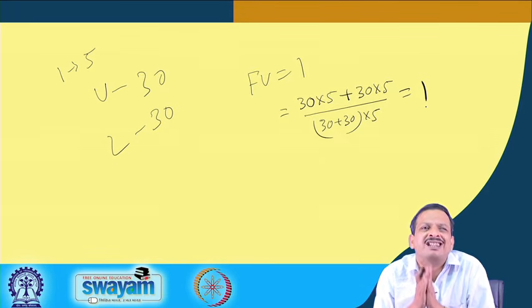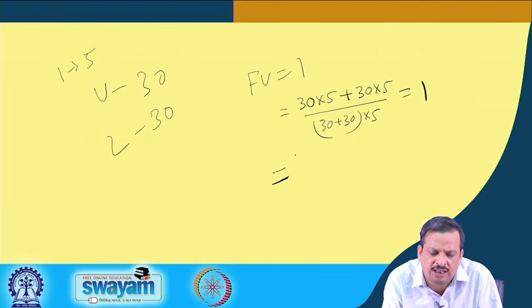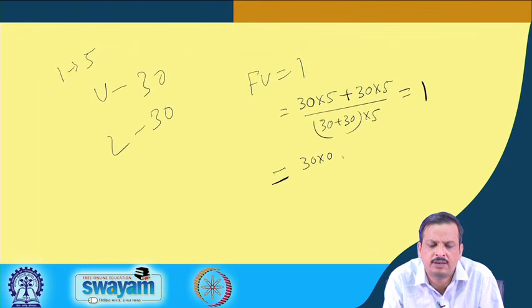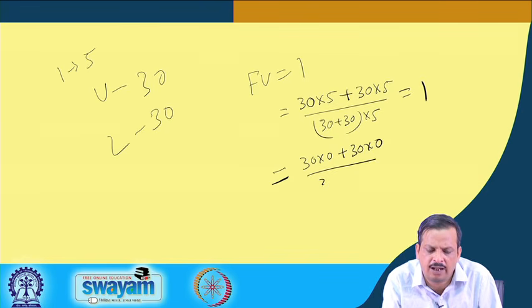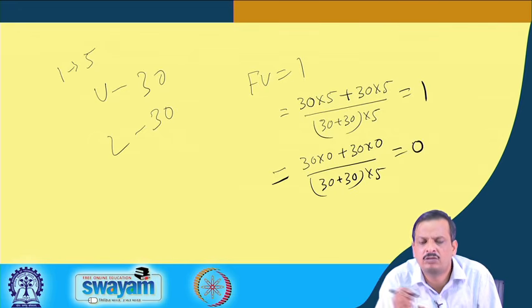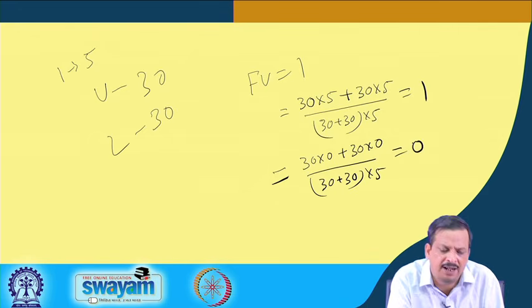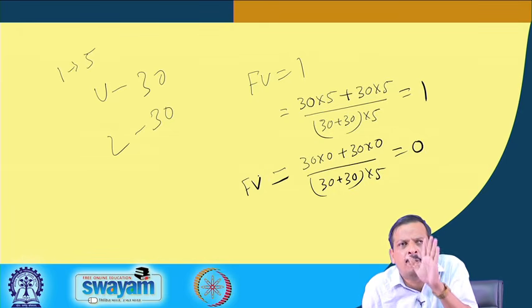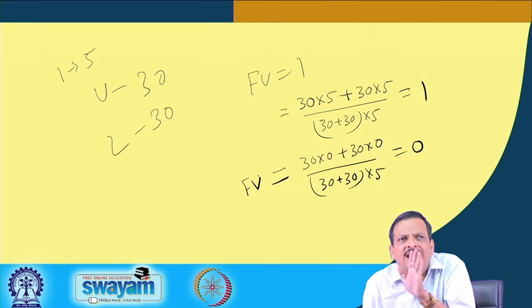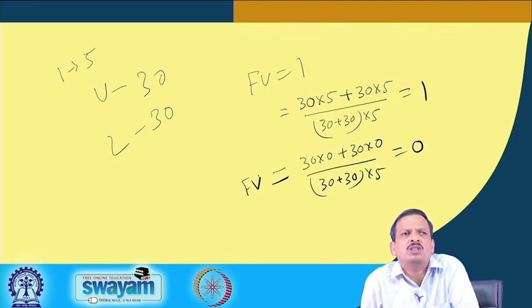That means the question is very easy. Now, if all 30 students in the upper group got 0 marks and all 30 students in the lower group got 0 marks, then 30 into 0 plus 30 into 0, divided by (30 plus 30) into 5, is equal to 0. So, FB is equal to 0. Facilitation value is 0 if all upper group students get 0 marks and all lower group students get 0 marks.